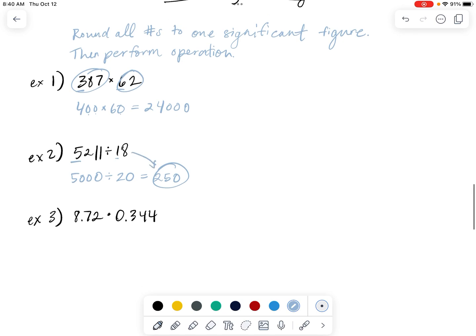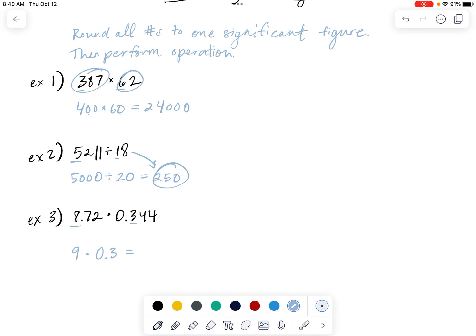And then our last example here, 8.72 times 0.344. We do the same thing. We look at the 8. The 7 tells us to round it up, so we round that to 9. Times, the highest place value in the second number is the 3. The 4 tells us to keep it where it is, so we just have 9 times 0.3.